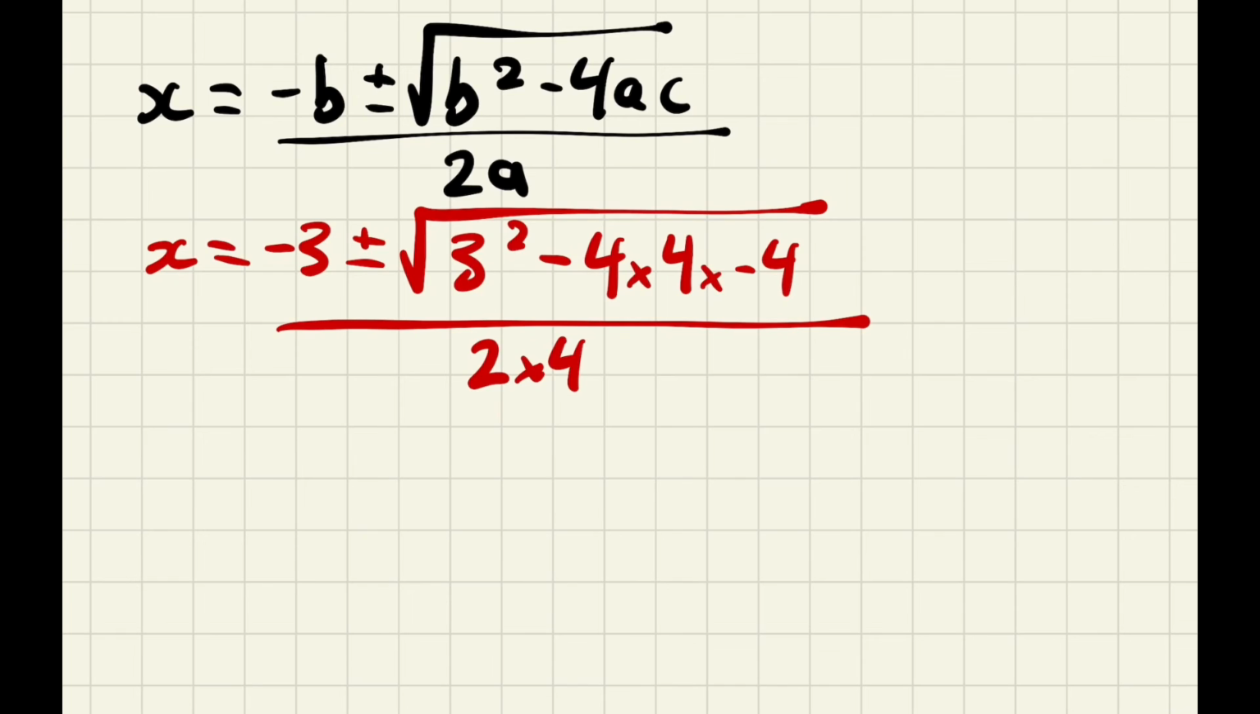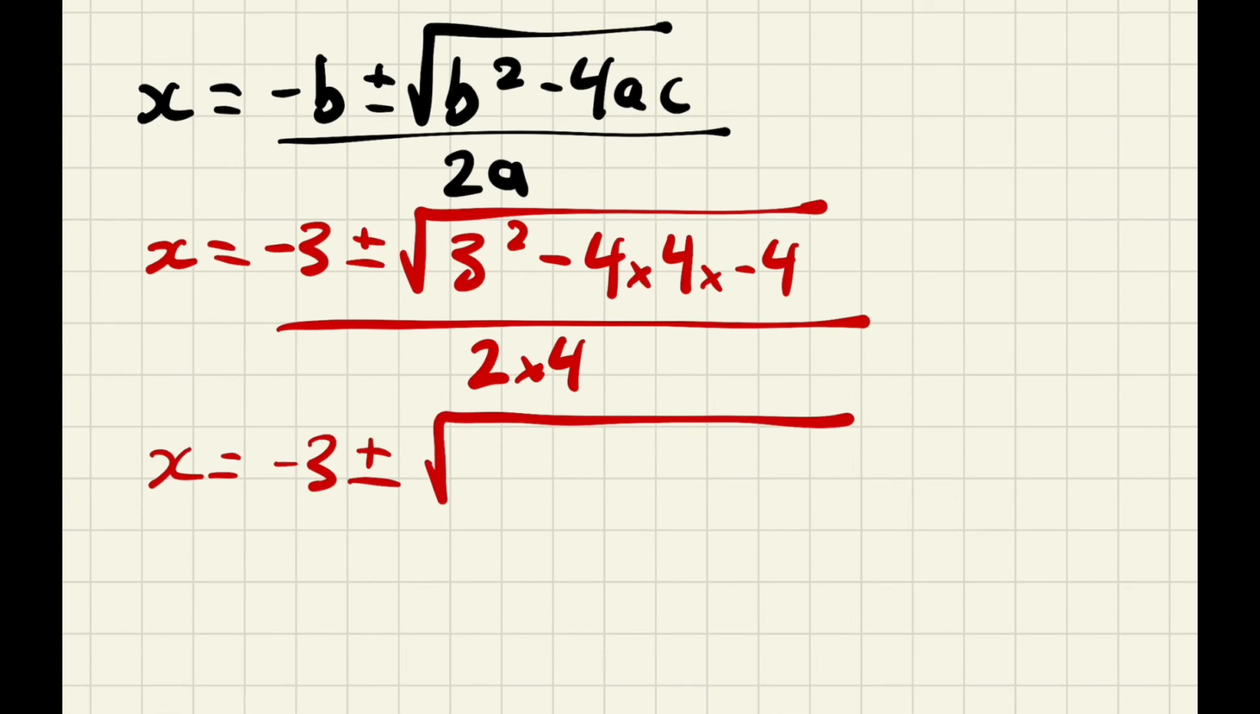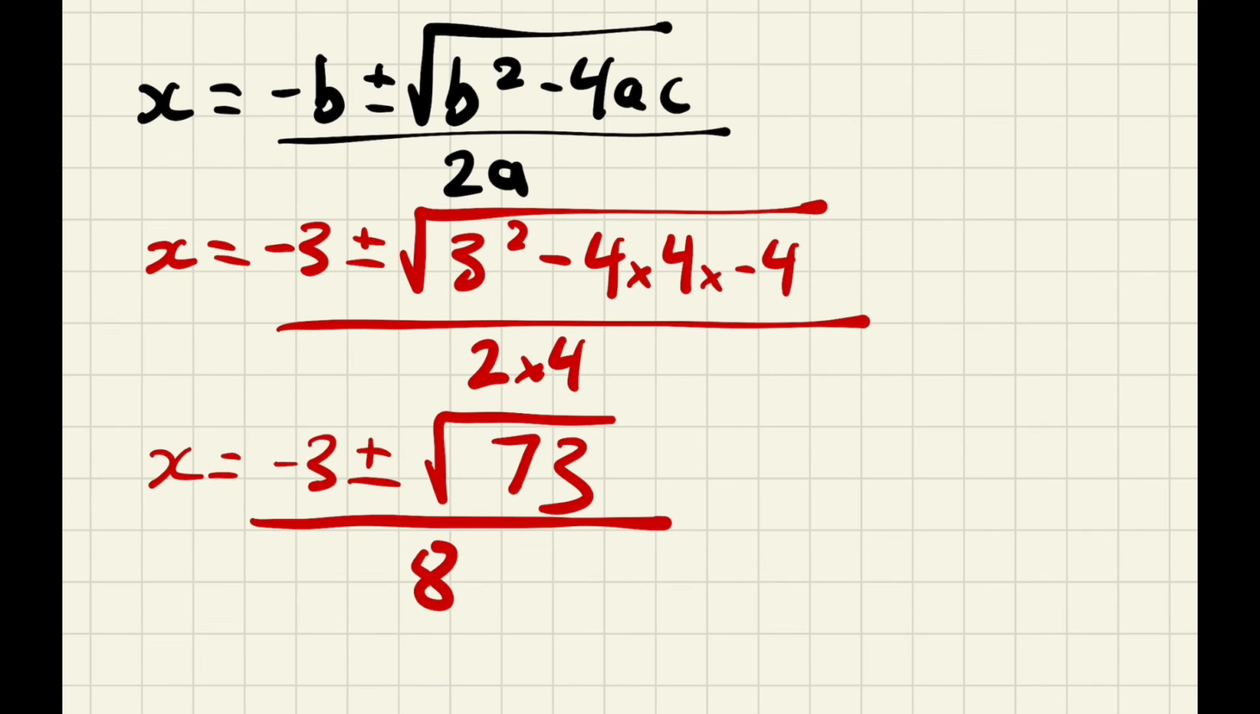Now let's keep going. Let's simplify what's underneath our square root symbol. We'll have x is equal to minus 3 plus minus. And when we simplify using the calculator what's underneath our square root symbol, 3 squared minus 4 times negative 4, we'll get 73. And then all over 8.